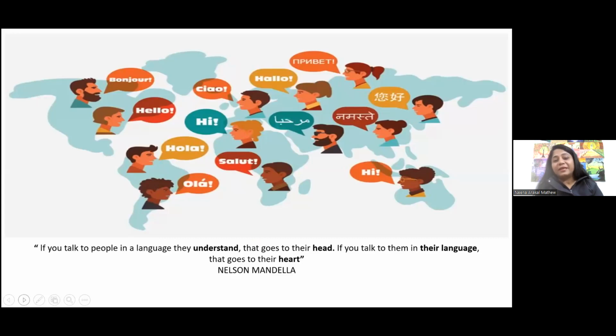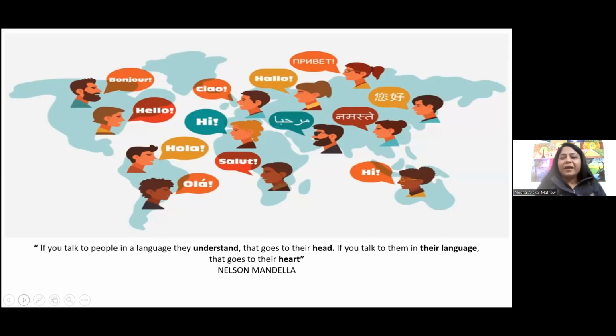And Nelson Mandela says something which really strikes all of us, especially when we have interactions with our children in the classroom, in our relationships, anywhere. If you talk to people in a language they understand, that goes to their head. If you talk to them in their language, that goes to their heart.